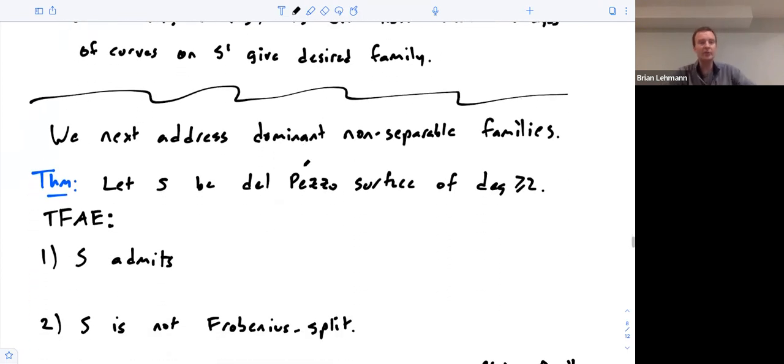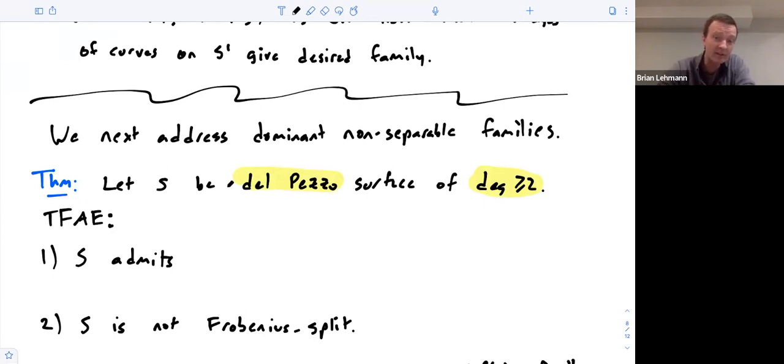So next, let me address this second pathology, the pathology of dominant non-separable families. There's a lot more of these, right? This is much less restrictive than families which have 2 large dimensions, so we would expect more possibilities. Because of that, I'm going to restrict to considering Del Pezzo surfaces, no longer weak Del Pezzo surfaces. I'm also going to restrict to degree at least 2, since the Del Pezzos of degree 1 are a little bit too complicated.